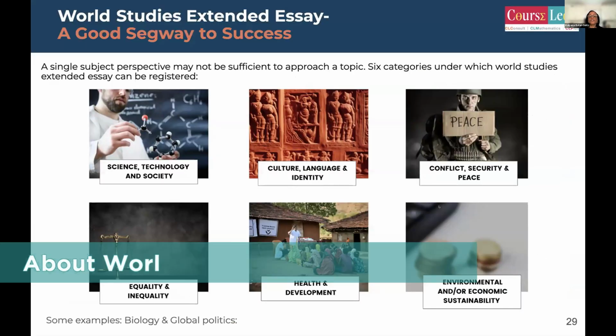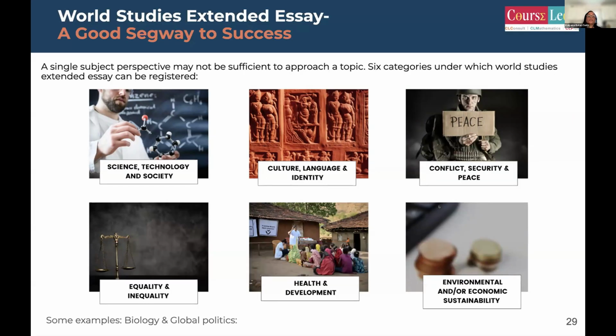They're usually registered under these 6 headings. Health and development is a very popular choice, equality, but environmental, economic sustainability is also a very important topic because a lot of students doing geography or global politics tend to do one on environmental and economics.